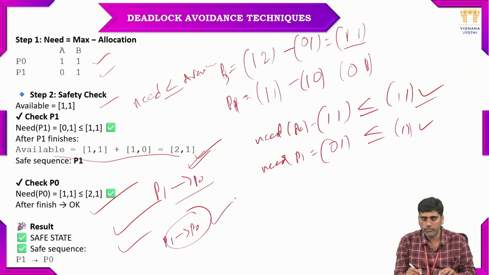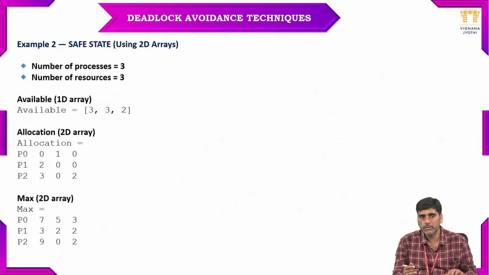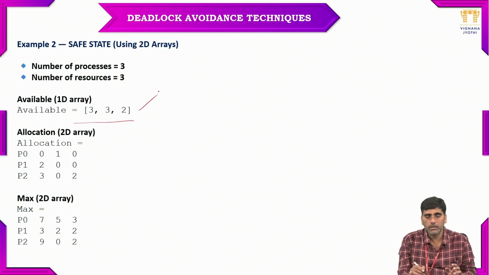The safe sequence is P1 to P0. So this is the way we can understand the Banker's algorithm for the 2 by 2 matrix. And similarly for the 3 by 3 matrix, same available: 3 3 2 matrix, and allocation is 0 1 0.